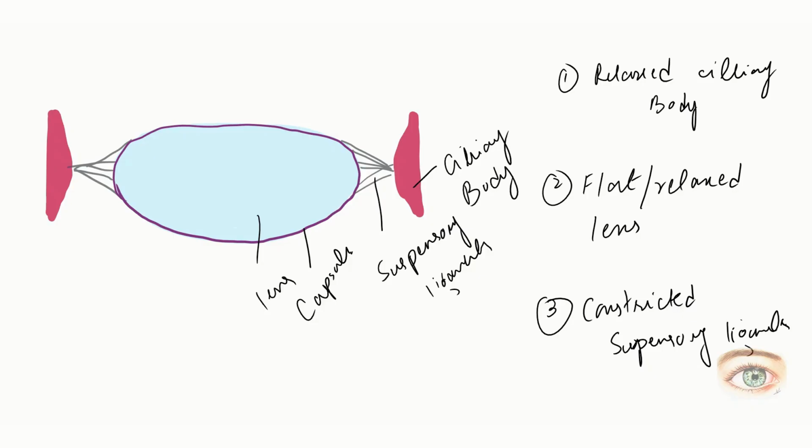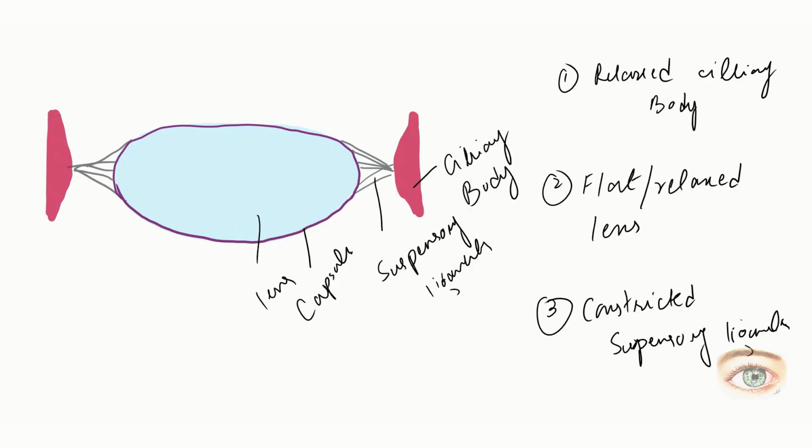Now, the easiest way I remember is that the ciliary body is directly proportional to the state of the lens, and the suspensory ligaments are inversely proportional to it. Which means that if the ciliary body is relaxed, the lens is going to be in a relaxed state and the suspensory ligaments are going to be constricted, right? So how does it work? Right now, the ciliary body is relaxed, and so is the lens.